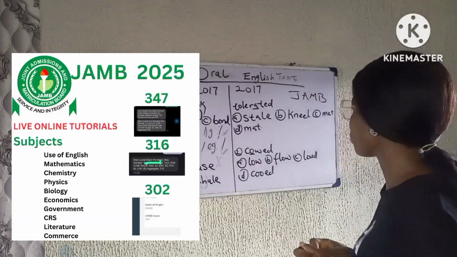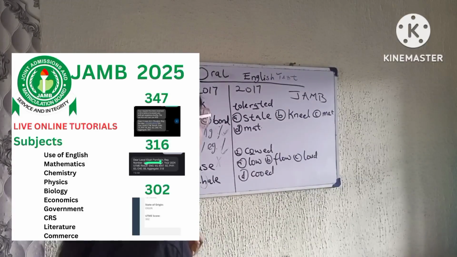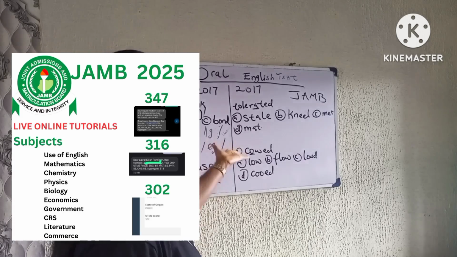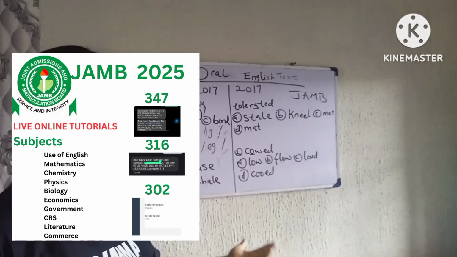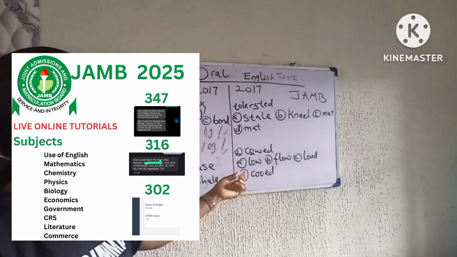Now let's go to JAMB. Now JAMB, we still have questions from 2017. JAMB is very simple. In 2017 we have tolerated, and the underlying letter is letter A.